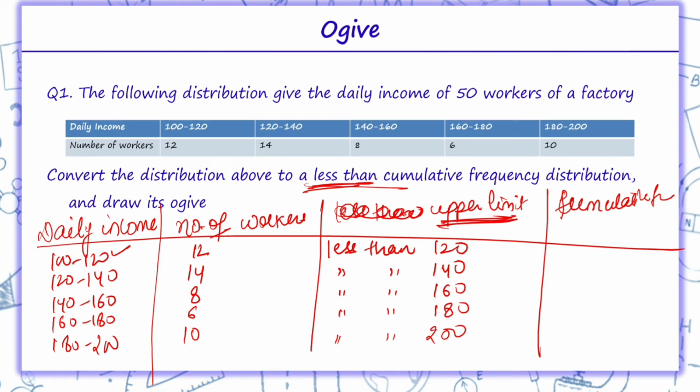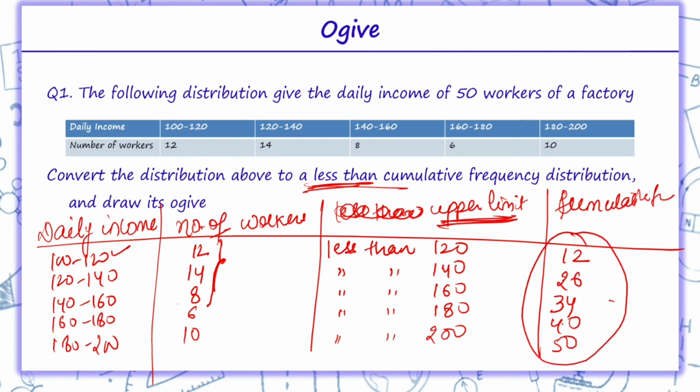Coming on to its cumulative frequency, less than 120 is 12 only, less than 140 is 12 plus 14, which is 26, less than 160 is, we will add all these three, that is 26 plus 8, which is 34, less than 180, 34 plus 6, 40, and 40 plus 10 is 50. Now these points will be plotted in y axis, this upper limit will be plotted in x axis.